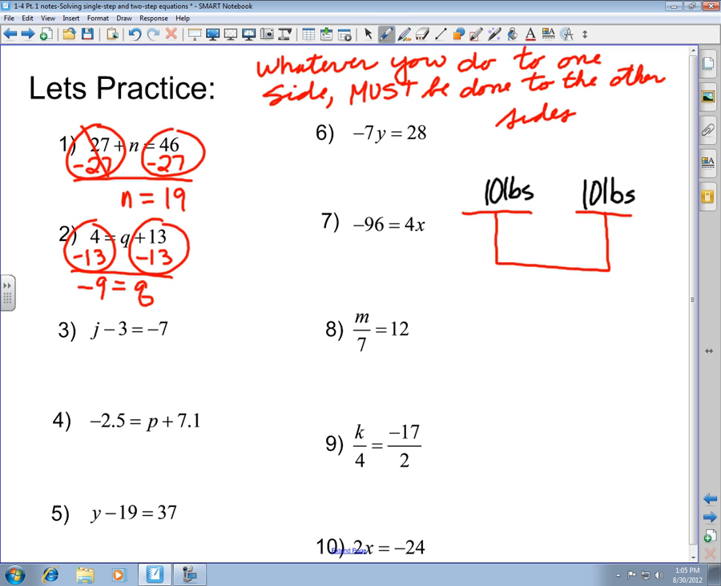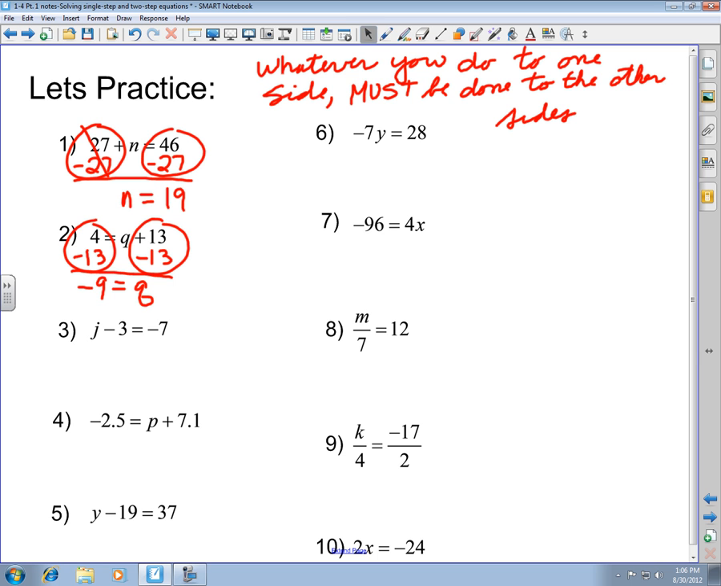But if I take away 2 pounds from this side, let's say I've got 8 pounds now. What do I have to do to this side to be equal to this? Well, I've got to subtract 2 pounds as well. Okay? So then I would have 8 pounds equals 8 pounds again. So whatever you do to one side of the equation, you must do to the other side of the equation. It keeps it balanced, like a scale.